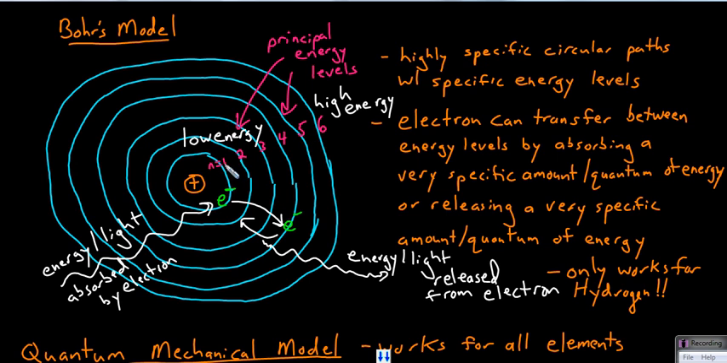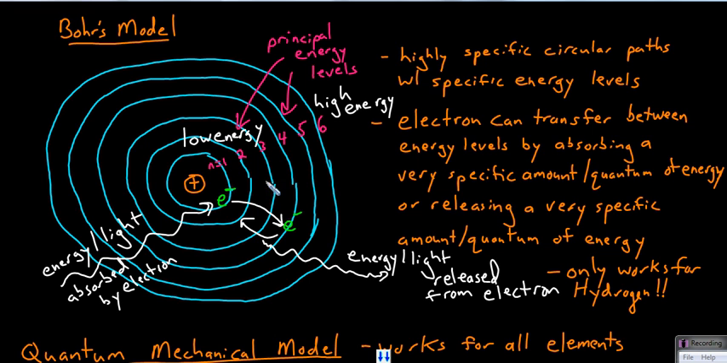Now, these orbits were called principal energy levels. They are represented by the letter n. So the first orbit is n equal to 1, the second orbit is n equal to 2, etc. Now, it was said that these orbits have very specific amounts of energy. Energy is quantized. It can only be in very discrete amounts.